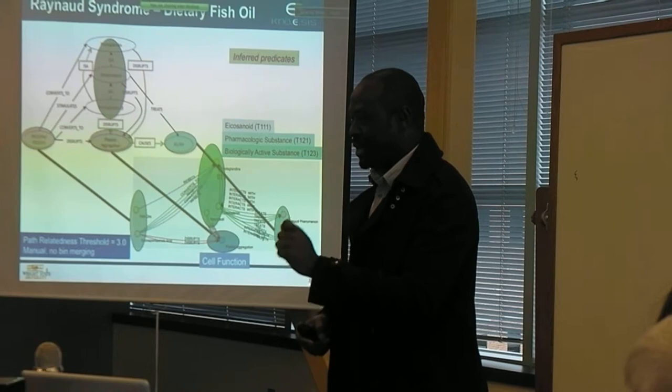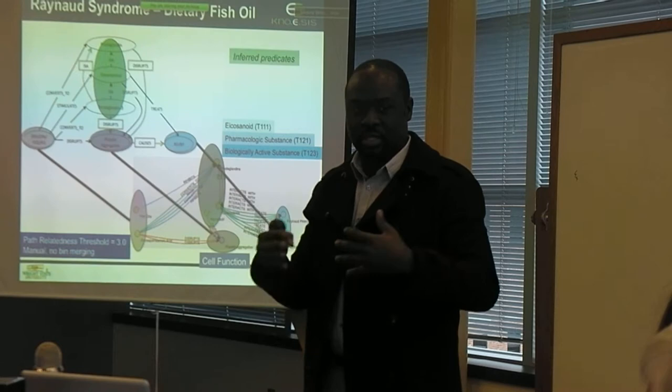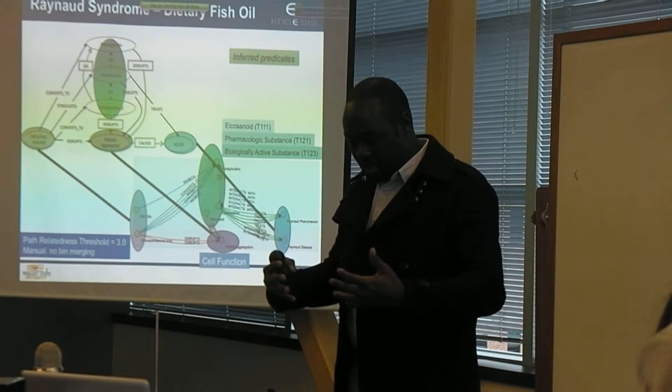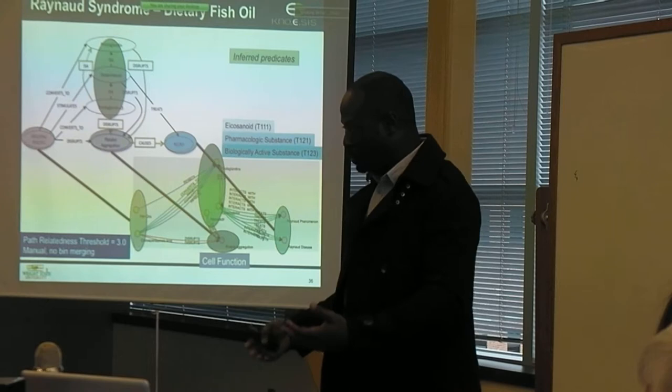Which MeSH descriptors have been used to tag the documents where these triples occur? This really, really translates to the semantics of these associations. People have written about them, the experts have said, well, yeah, this is talking about that. And we are clustering paths based on that.